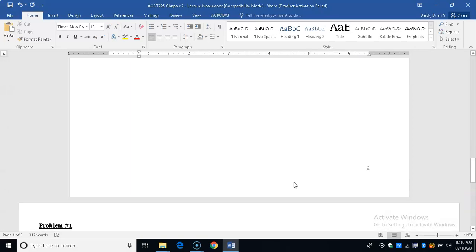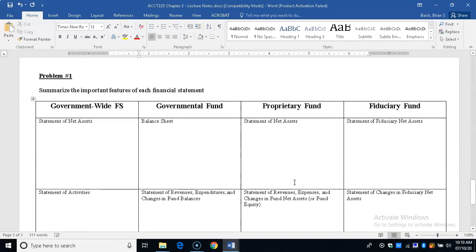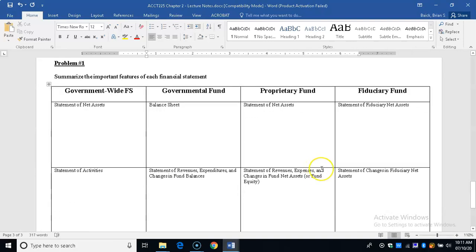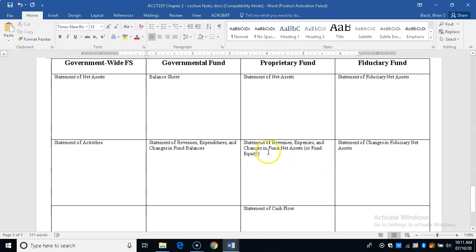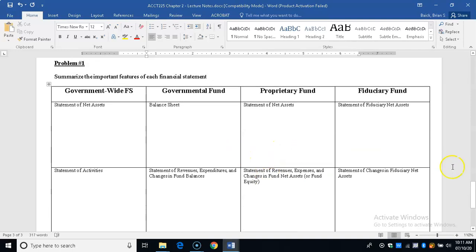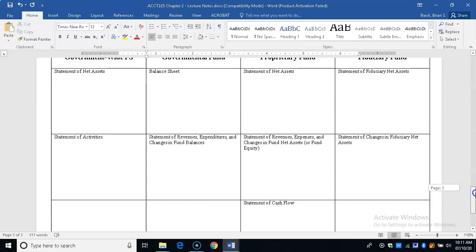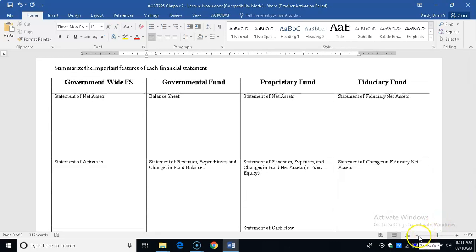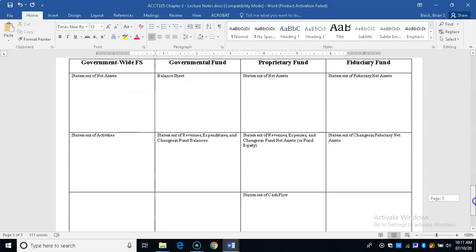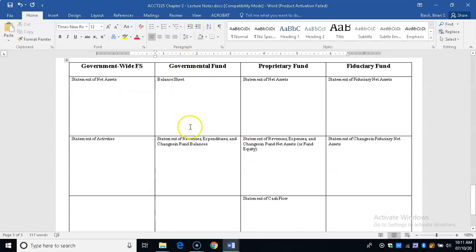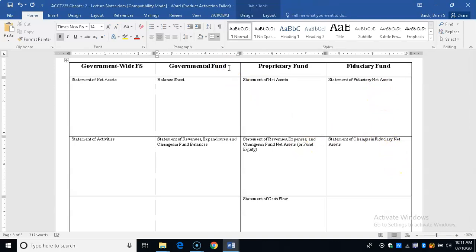All right, so all of this is to say that when you do your financial statements, you can see that we have these different financial statements that you have to produce. So once again, you have governmental funds, proprietary funds, fiduciary funds. Remember, governmental funds use the modified accrual basis of accounting. Everybody else uses the full accrual basis of accounting.